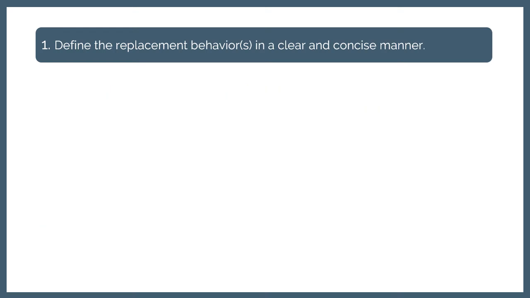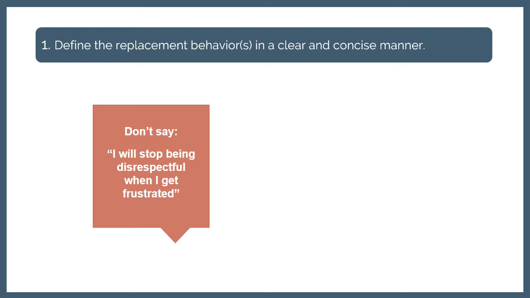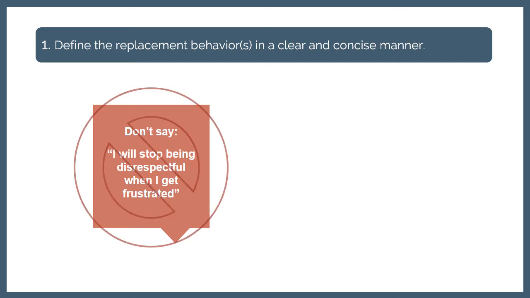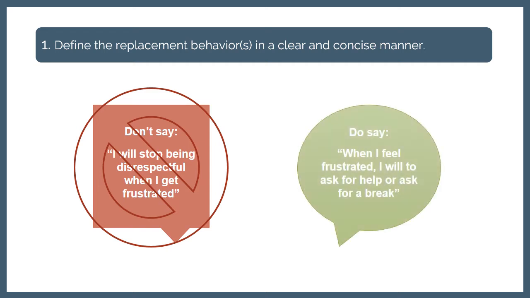As stated previously, it's essential to be clear about the expected behaviors within the contract. This sometimes requires a shift in thinking to consistently ask for what behavior you'd like to see instead of what you'd like not to see. Here's an example of what to say and what not to say. Instead of saying, "I'll stop being disrespectful when I get frustrated," do say, "When I feel frustrated, I'll ask for help or I'll ask for a break."